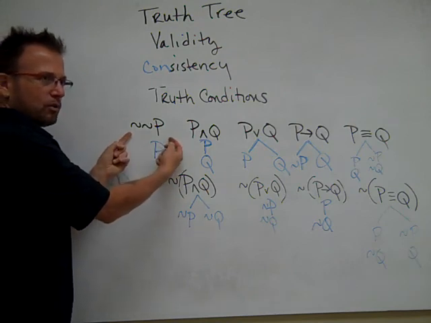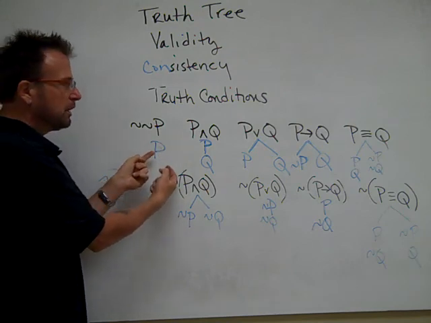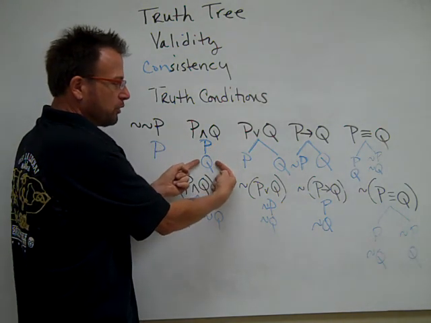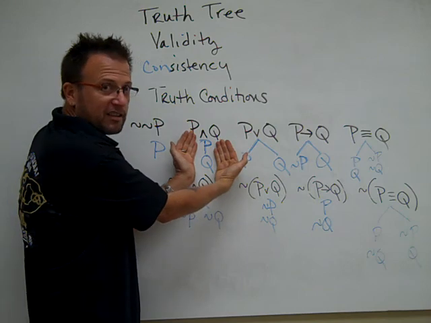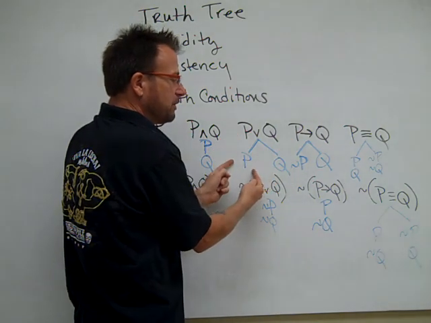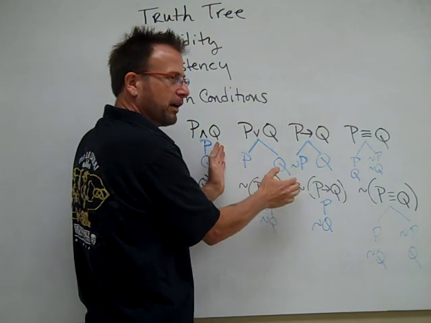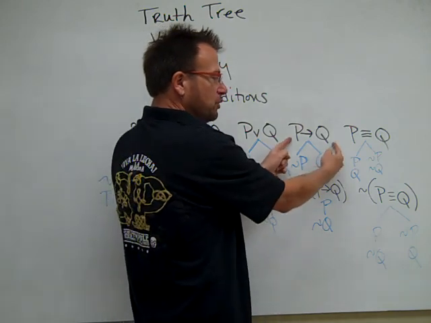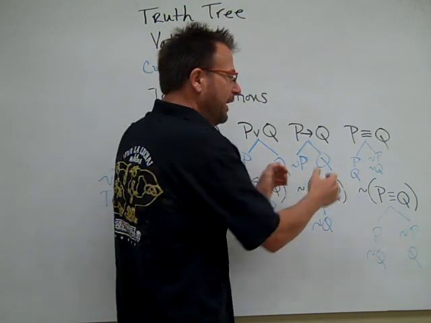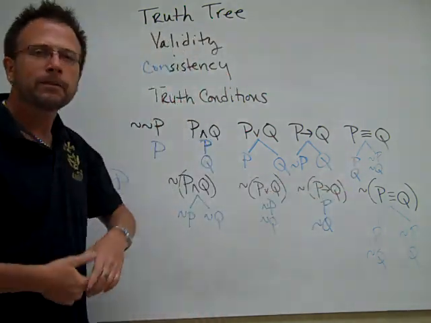Not P is true when P is true. P and Q is true when both P and Q are true at the same time in the same row. P or Q is true when either P is true or Q is true, it branches. If P then Q is true when either the antecedent is false or the consequent is true. And I'll let you fill through with the rest.